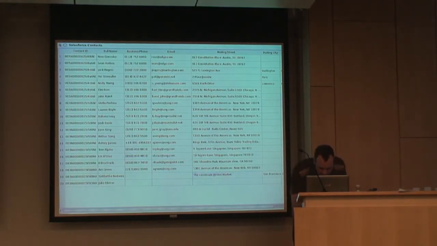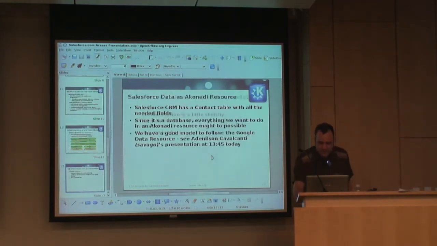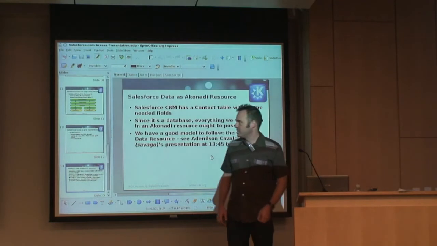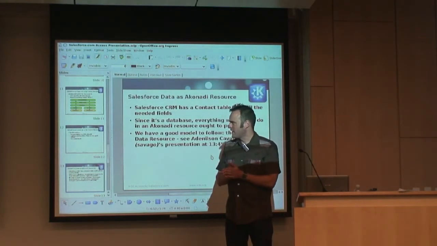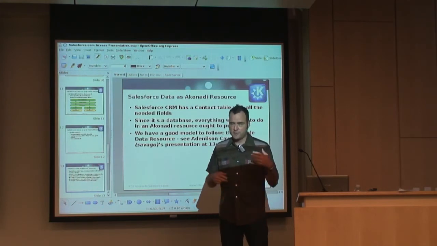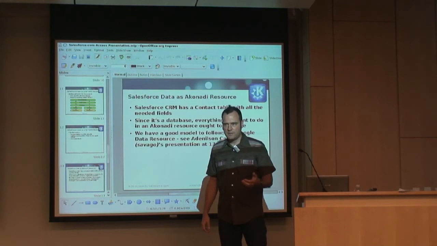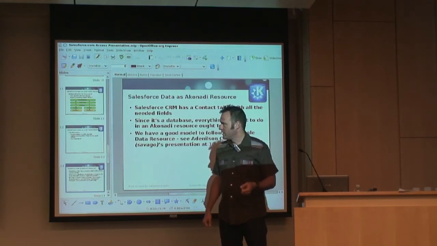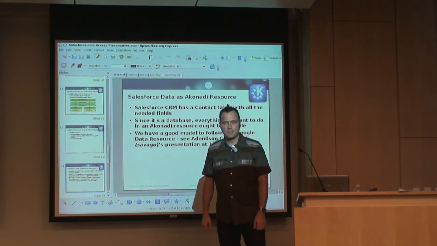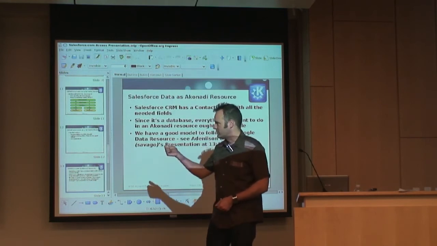Okay, so going back to this, the next thing I tried to do is to make an Akonadi resource. As you saw earlier, there is a contact table in your Salesforce instance, and it's got all the stuff you need. And when I looked at the things I had to implement to make an Akonadi resource, things mapped really nicely to the sort of operations you could do, because it's basically a big database backend. And there's also a good model to follow.